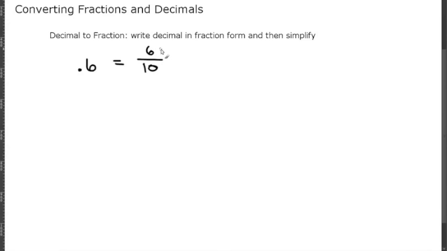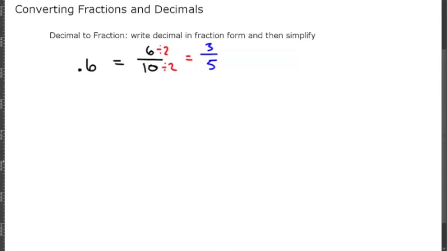6 and 10 are both even, so they can be simplified by 2. There is nothing else that goes into 6 evenly that also goes into 10 evenly. So we're going to divide both of them by 2. 6 divided by 2 is going to give us 3, and 10 divided by 2 is going to give us 5. So 0.6, or 6/10, is equivalent to 3/5.